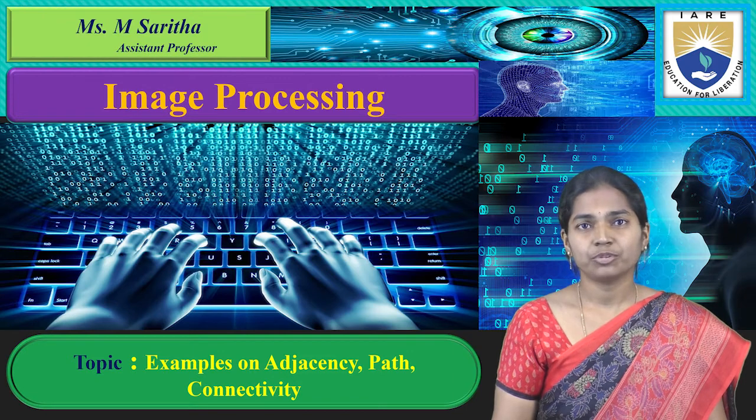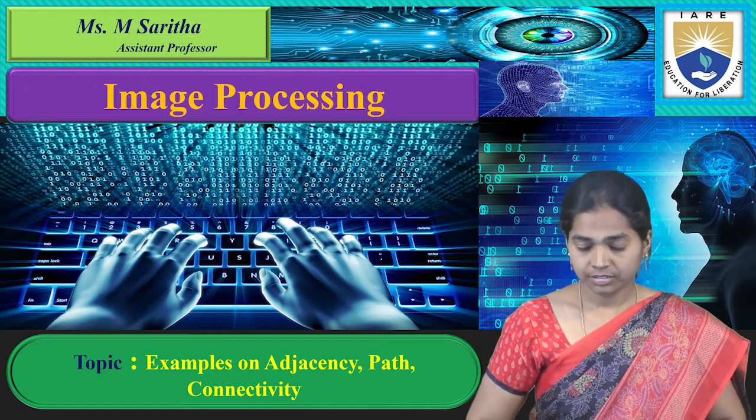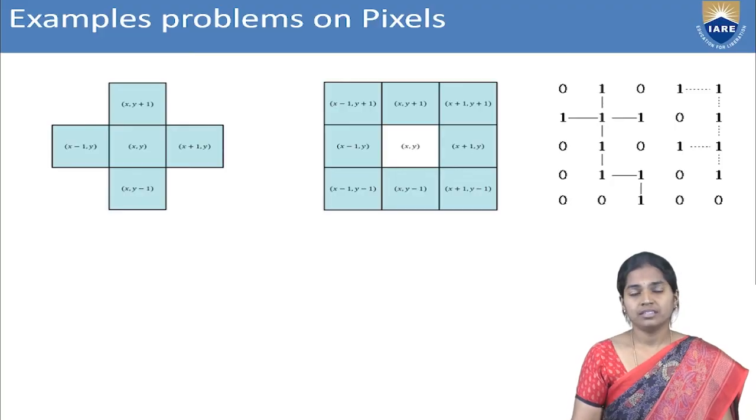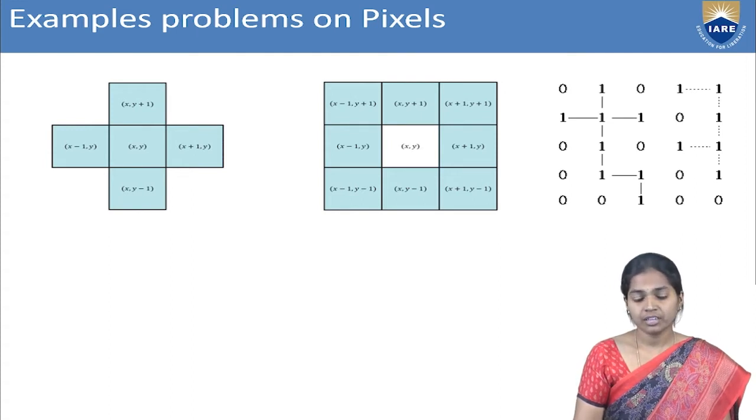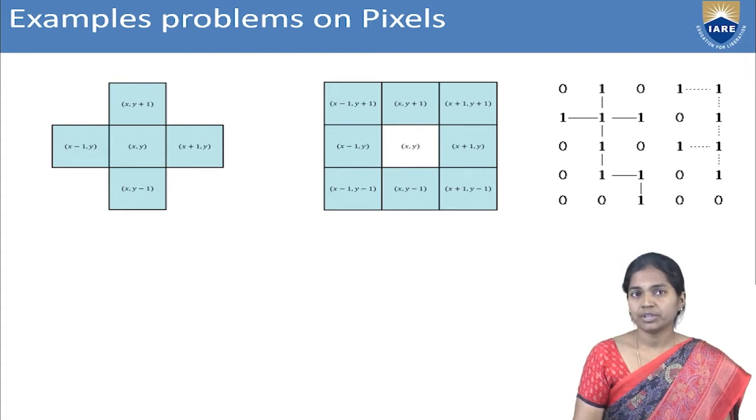So today's session I am going to explain some example problems on adjacency, path and connectivity. In this topic, adjacency, connectivity and path all come under the relationship between pixels. A pixel is nothing but a picture element. There are different types of relationships between pixels: connectivity, neighborhood, adjacency and path.